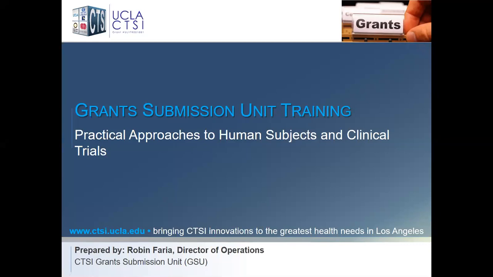I'm the Director of Operations for the UCLA CTSI's Grant Submission Unit, and today we're going to talk about practical approaches to human subjects and clinical trials research, and specifically related to grant applications with an emphasis on NIH grant applications that require or involve human subjects and/or clinical trials.